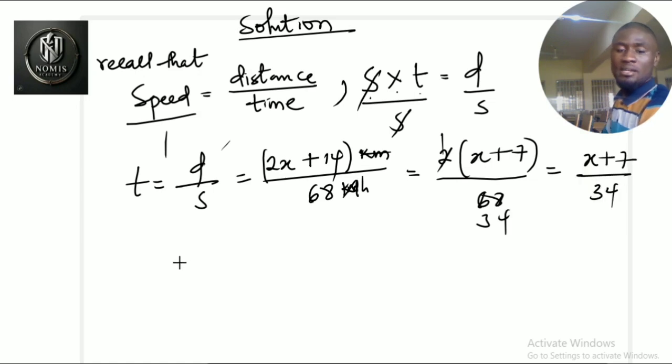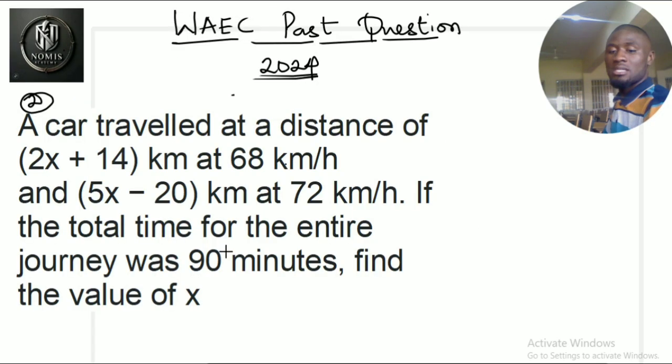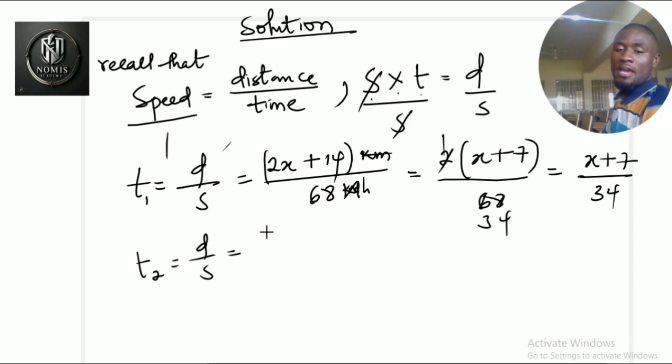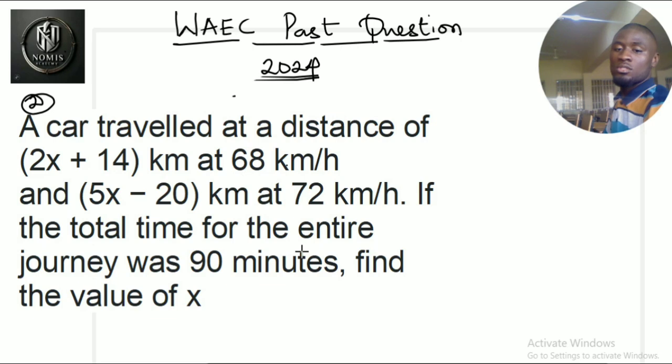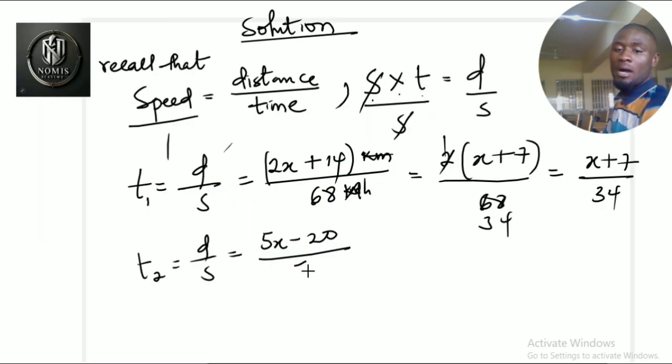So what about the second journey? Let's say this is t1. For t2, the second journey, distance over speed. Now, what is the distance that was covered? 5x minus 20 all over 72 kilometer per hour.